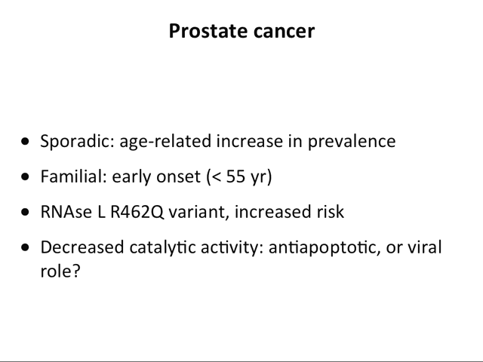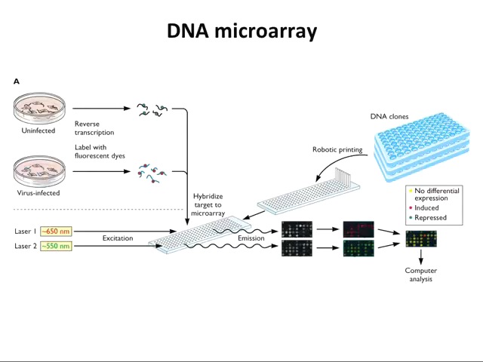So some of the ideas for how this mutation might predispose you to prostate cancer: maybe it has an anti-apoptotic effect. And so you don't normally clear precancerous cells, and therefore they progress to cancer. Or another idea was that maybe this mutation allowed you to be infected with a virus, which then led to prostate cancer. All right, so the original idea for looking for a virus etiology of prostate cancer was this mutation in RNase L.